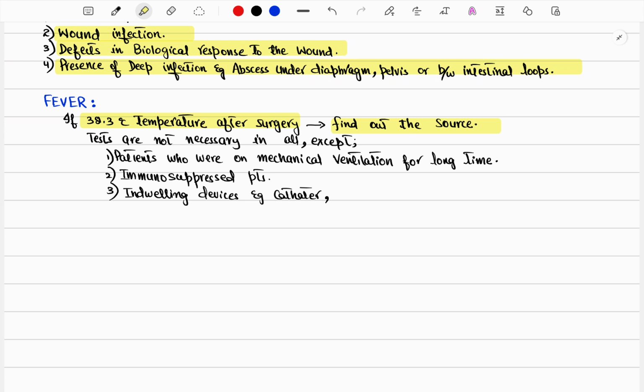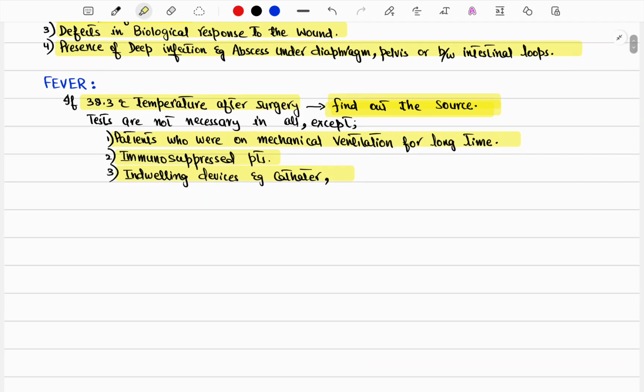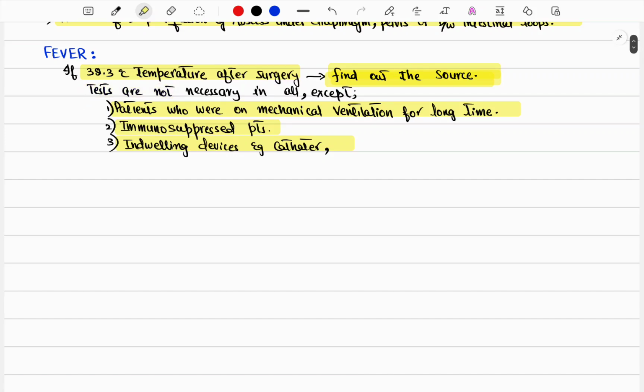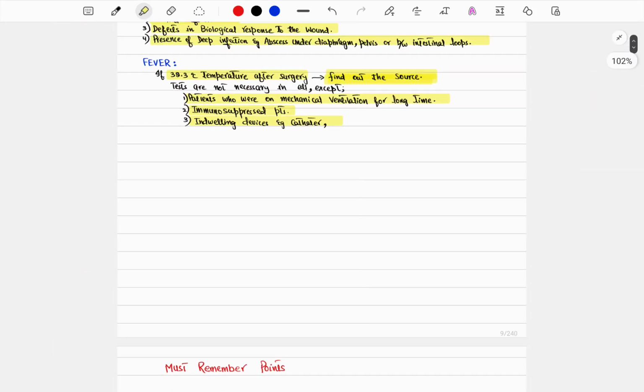Tests are not something we can do just by doing a physical examination or taking history, and necessarily all tests are not known to be done, but patients who were on a mechanical ventilator for a long time, patients who are immunosuppressed, and patients who have some indwelling devices like a catheter, some artificial valve or some drains. In these patients we can do some laboratory tests or cultures can be taken.